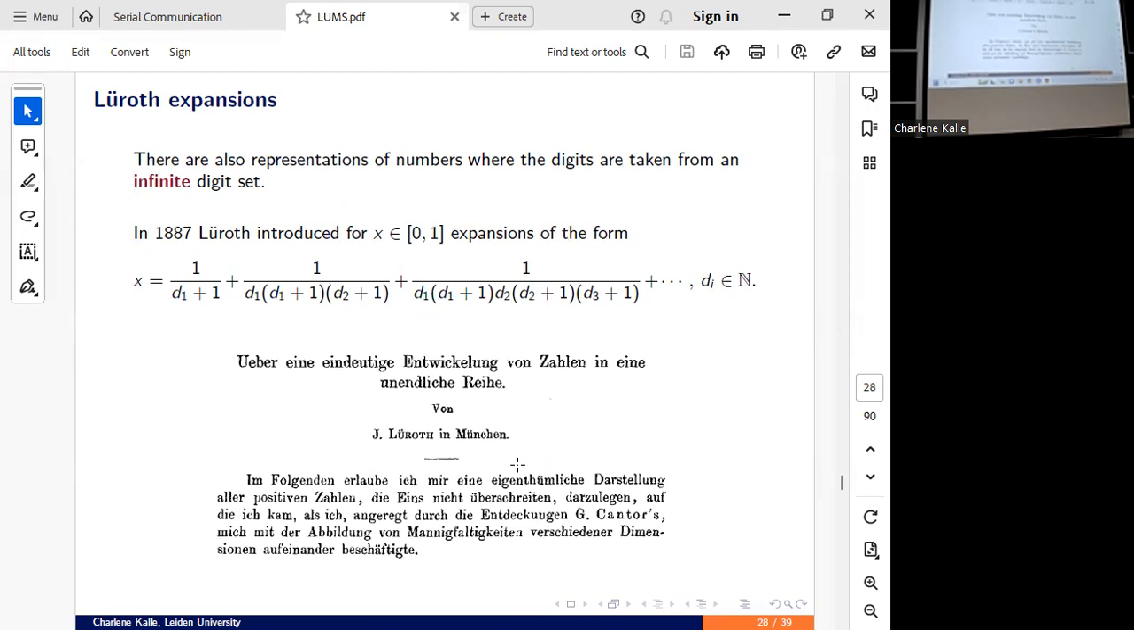It says something like, I allow myself to look at this strange representation of numbers between 0 and 1. He found this when he looked at functions from manifolds with different dimensions to each other, and he was looking at these functions because he was, I don't know, motivated by some work of Cantor. And then somehow in his research, he found these expansions and decided these were interesting in their own right. So he started investigating them, and he mainly investigated properties of rational numbers in this system.